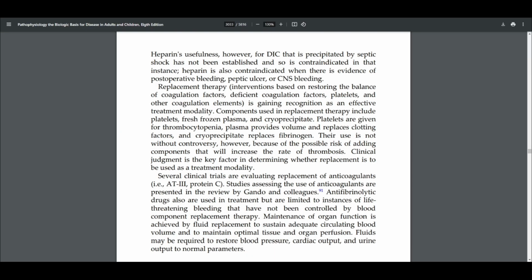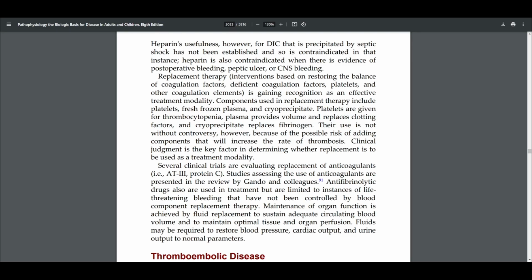Heparin's usefulness, however, for DIC precipitated by septic shock has not been established, and so is contraindicated in that instance. Heparin is also contraindicated when there is evidence of post-op bleeding, peptic ulcers, or CNS bleeding. Replacement therapy is gaining recognition as an effective treatment modality. Components used in replacement therapy include platelets, fresh frozen plasma, and cryoprecipitates. Platelets are given for thrombocytopenia, plasma to provide volume and replace clotting factor, and cryoprecipitates replace the fibrinogen.